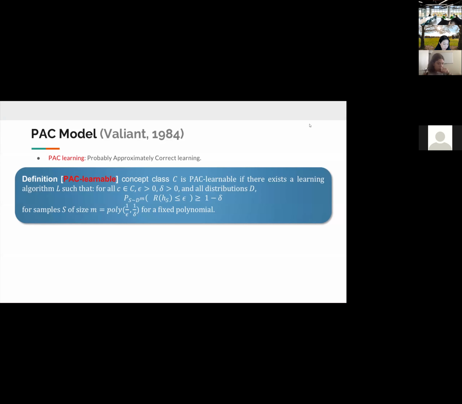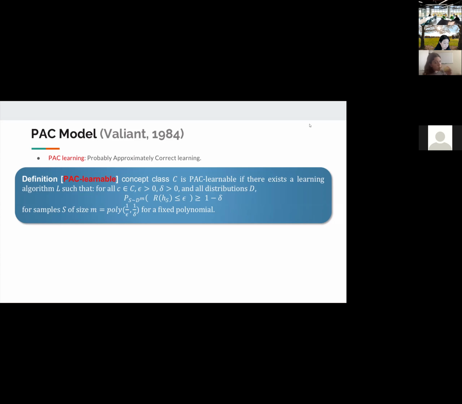Okay, for samples S, so for any sample S that has M examples that are drawn from the distribution IID. So for any samples S of size M being a polynomial function with respect to 1 over epsilon, 1 over delta. So this is very important. The M has to be a polynomial function. So the number of examples you need cannot be, for example, an exponential function with respect to 1 over epsilon, 1 over delta. So that's not going to be the definition of the PAC learnable.